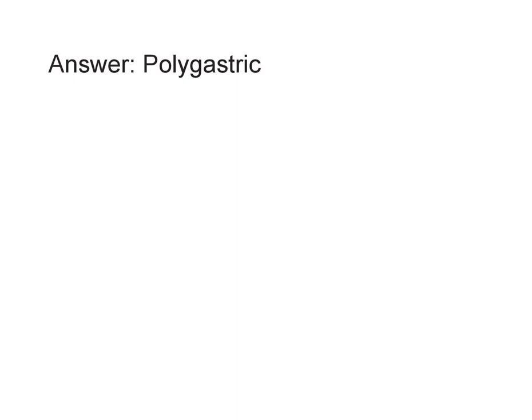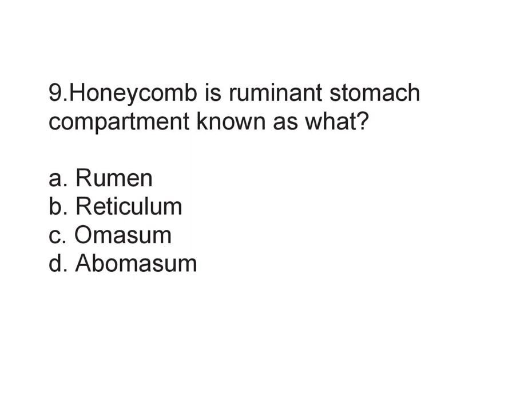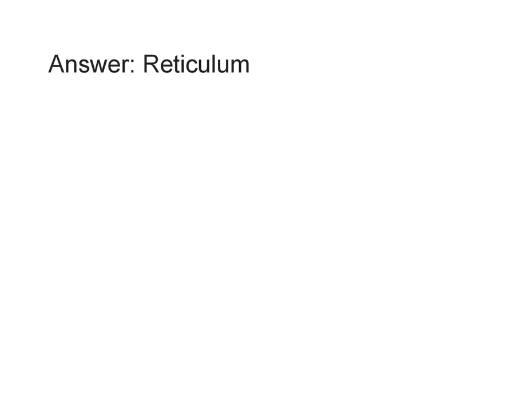Number 9. Honeycomb is a ruminant stomach compartment known as what? A. Rumen, B. Reticulum, C. Omasum, or D. Abomasum. The answer is reticulum.